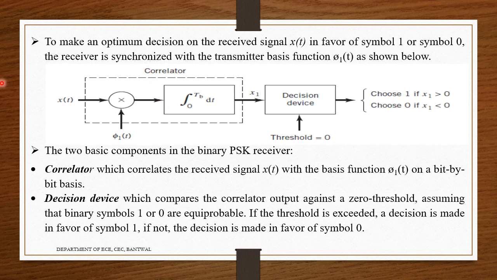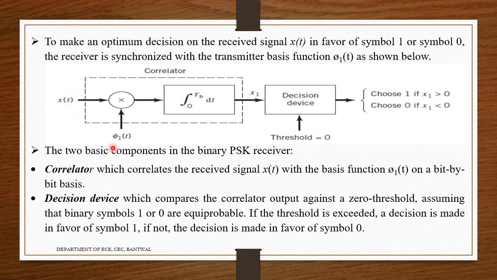Now when S of t is passed on, it will get added with noise. What we have passed from the transmitter is S of t, but what we get at the receiver is X of t. That is S of t plus W of t, the noise added to it. S of t plus W of t gives me X of t.